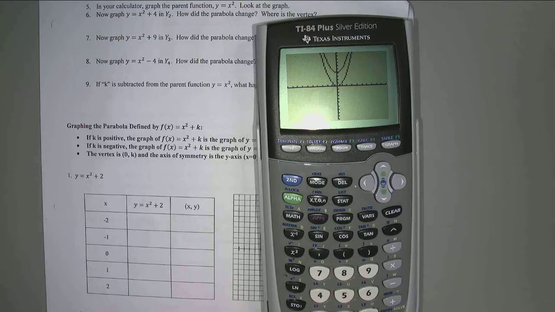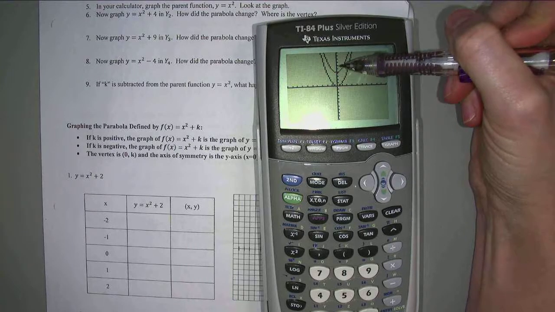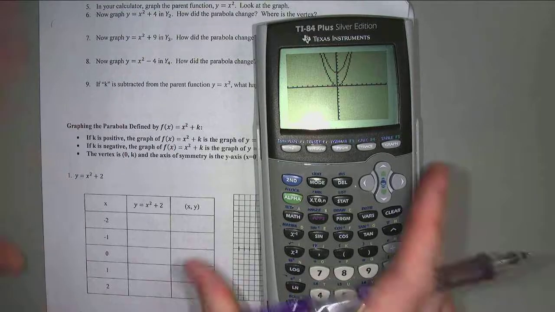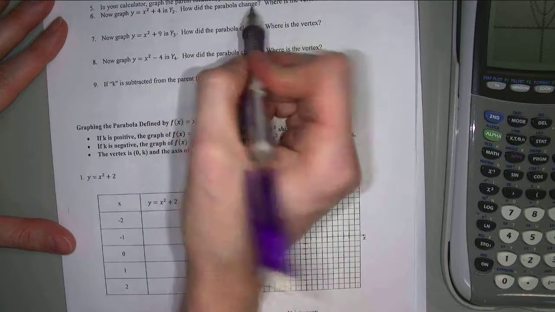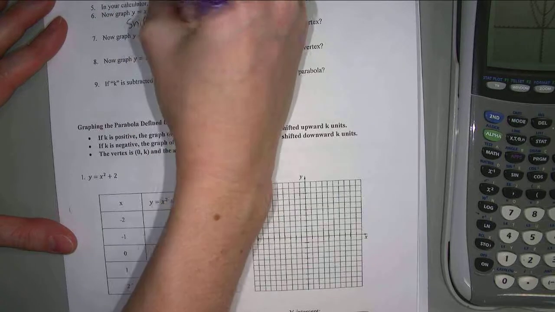What did it do to our graph? Bumps it up, right? If you count, it's kind of hard, but you can count how many units it went up. 1, 2, 3, 4 units, okay? So adding plus 4, what does the parabola change? It shifts up 4 units, right?